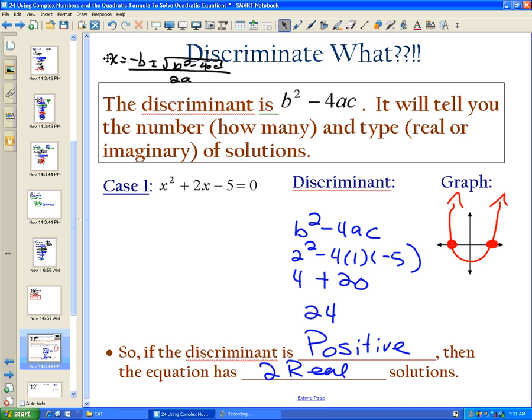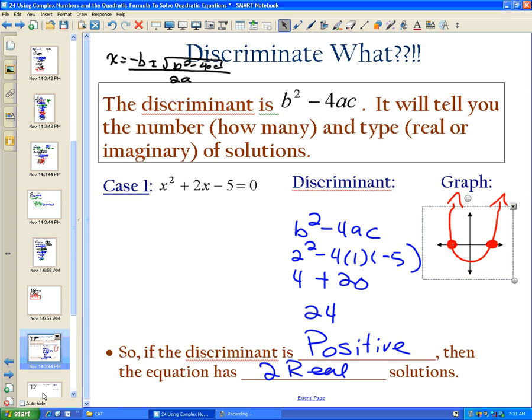But the discriminant tells me that. Since the discriminant is positive, I'm going to have two real roots, and the graph is going to look something like this. Okay? That's the first case.